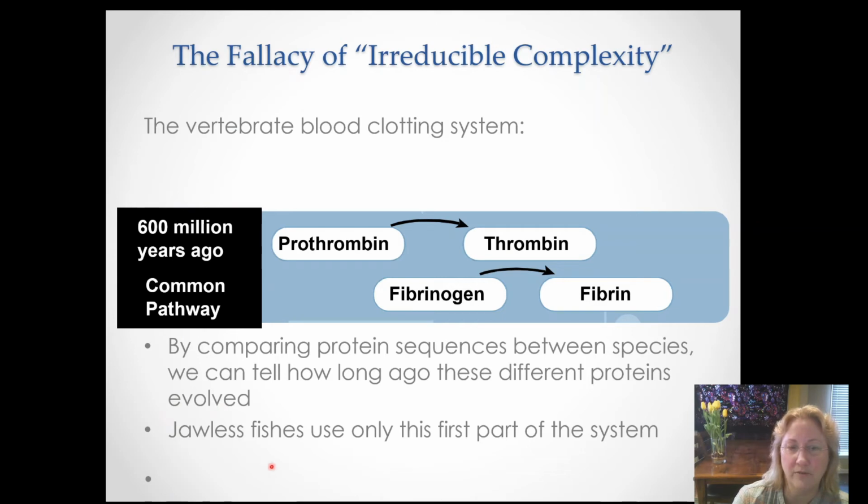So the most primitive vertebrates are the jawless fish. They have no bony lower jaw. Instead, they just have a soft, kind of worm-like mouth. Those are the jawless fishes. Hagfish are jawless fishes. Lampreys that cling on to sharks are jawless fishes. They only have this part, which is called the common pathway. Don't memorize the terms for this. This is just an example of how we can study how a complex system evolved by studying living things today. So the most primitive vertebrates only have this. They still manage to clot their blood just fine.